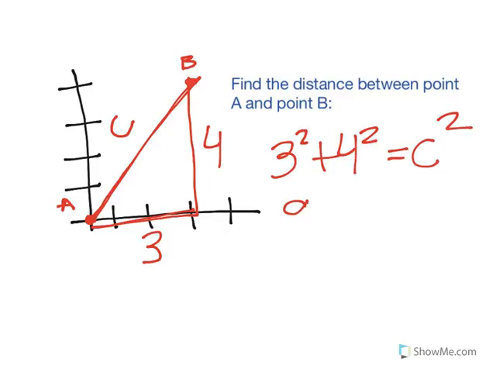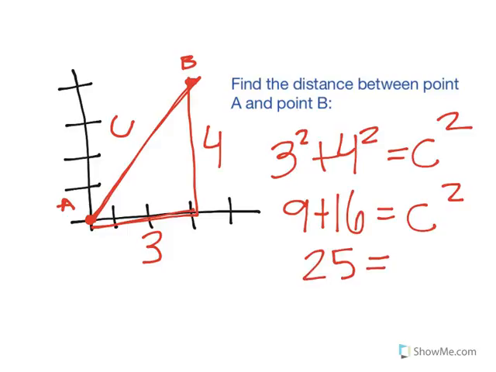So we've got 9 plus 4 equals c squared. Oh, sorry. That is a 16. That is not a 4. There we go, 16. So that equals 25, and that's equal to c squared. Square root both sides, and the distance between point A and B is 5.